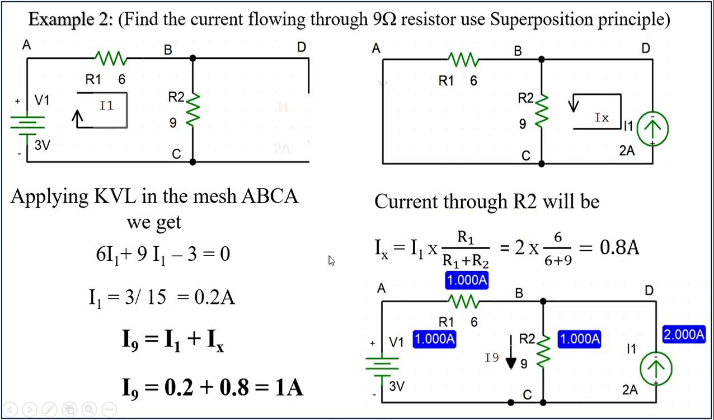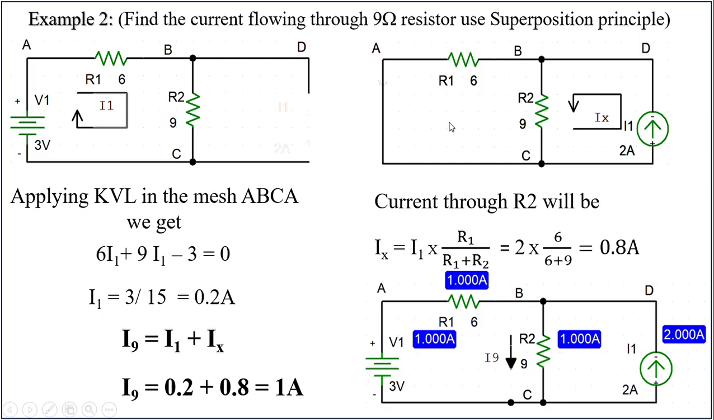I'll find the I1 value by applying KVL in this mesh. Applying KVL in A, B, C, A, we get I1 into 6 plus 9 into I1 minus 2 plus, that is minus 3, is equal to 0. So I1 is going to be 0.2 amperes.